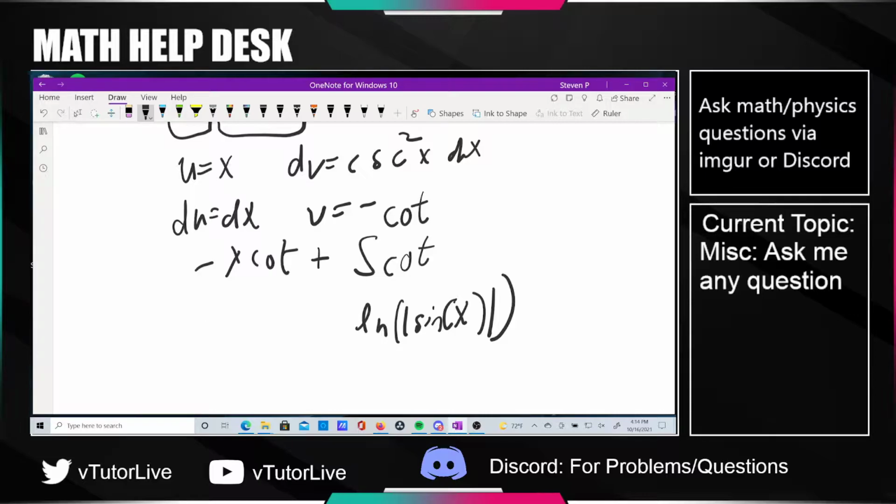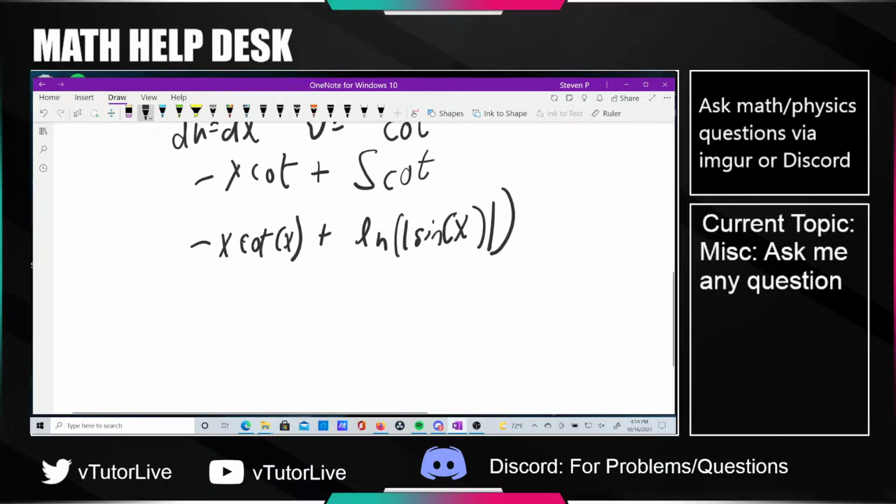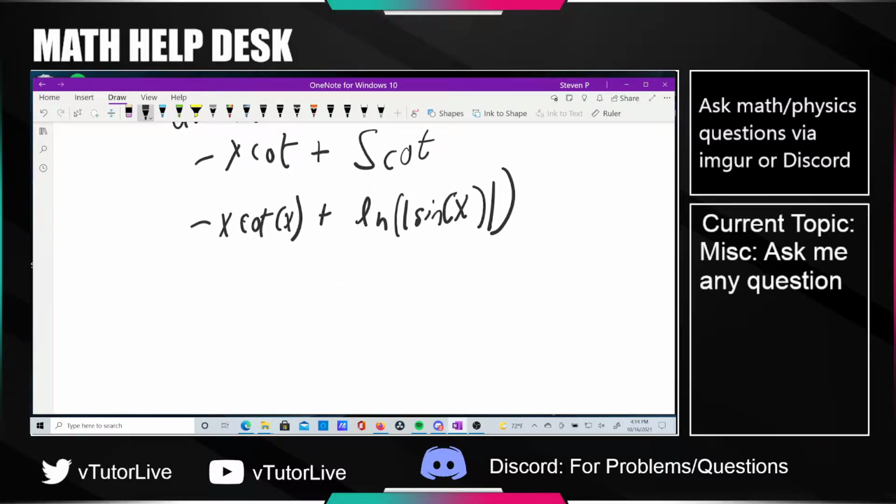So this turns into minus x cotangent of x, and then plus ln of sine of x, or whatever that is. And then you just have to plug in. Yeah, that does kind of suck. Sorry. I guess you just need to know these things. Cotangent isn't too bad, right?